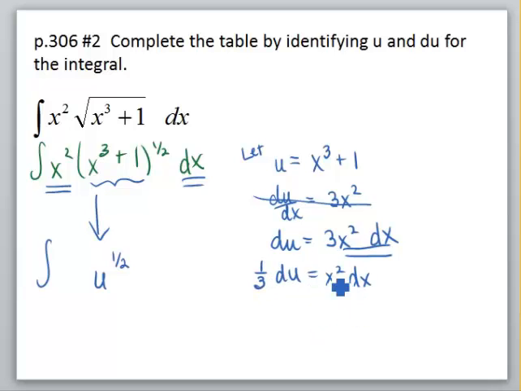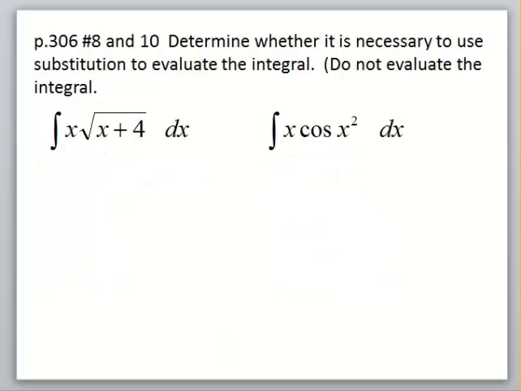So then all I would have to do to replace my x squared dx is write in a 1/3 and a du. Now notice where I put that constant. We're always going to put those constants out in front of the integral. Now it does not say to go ahead and finish this, so that's all I'm going to do. Later we will evaluate the integral.